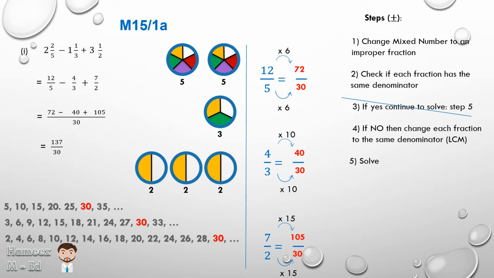That is an improper fraction, so we can use our calculators and use the fraction function to convert it, or we can simply do a division. 30 into 137 is 4, and what's the remainder? 17. So our mixed number solution will be 4 and 17 over 30.